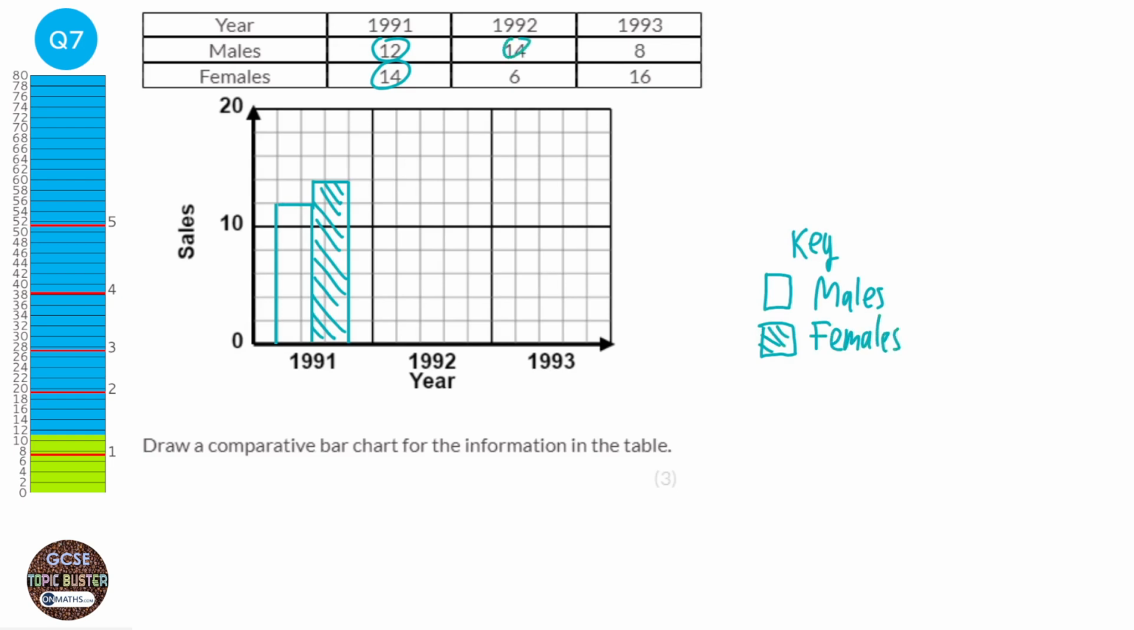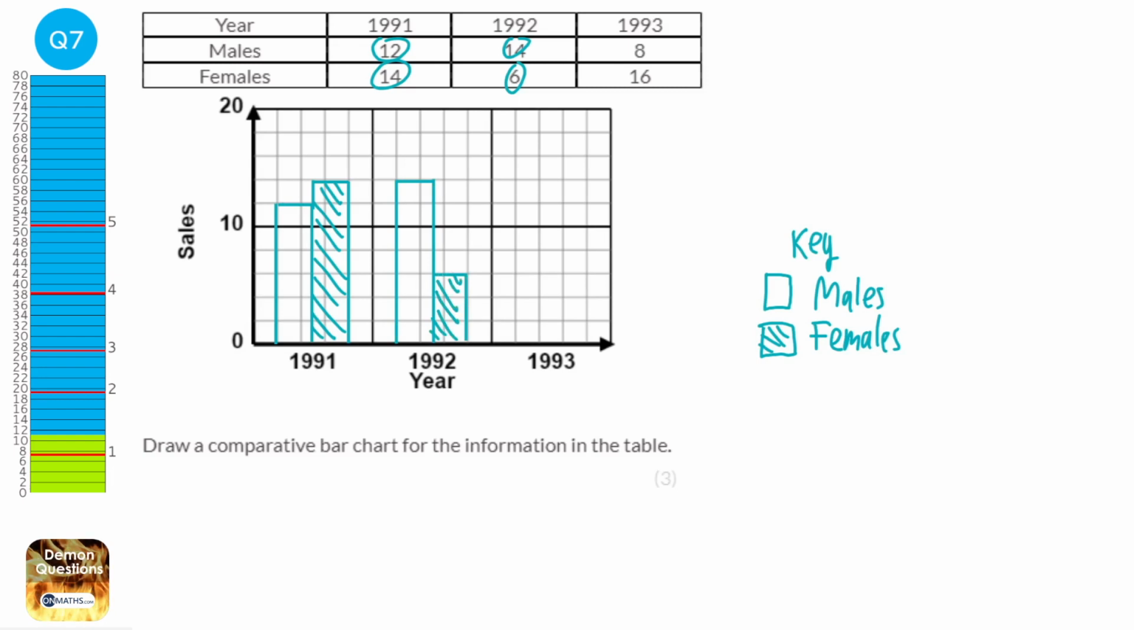Okay, let's carry on with the bar chart. So it's 14 and 6. So notice I've got gaps between the pairs. So we've got 14 and 6, which will be down here. And again, we're just going to shade in the females.